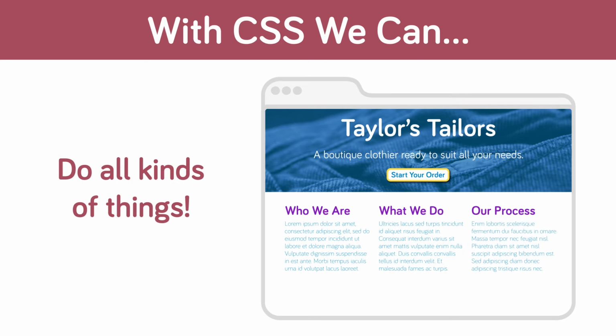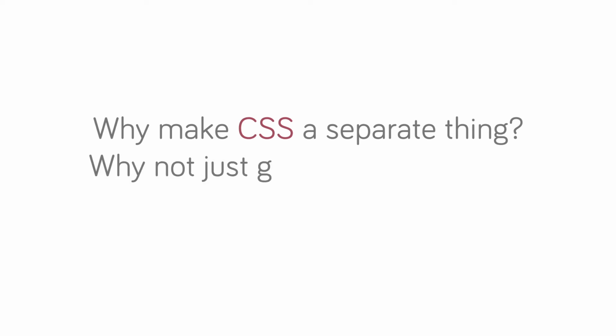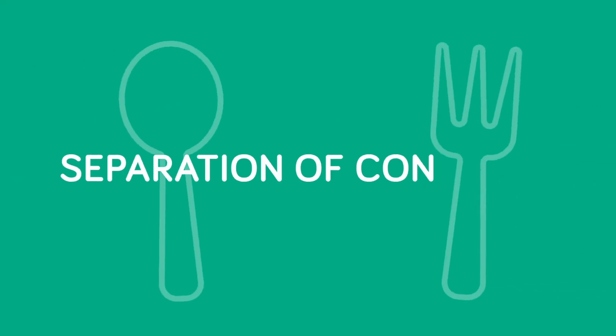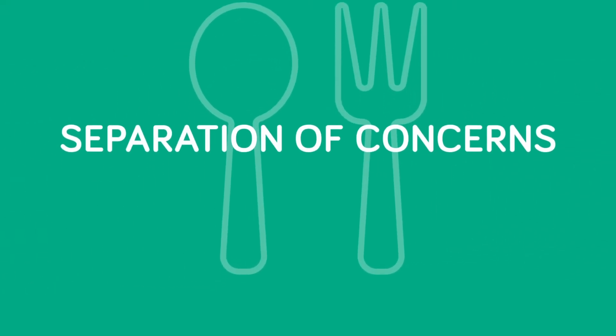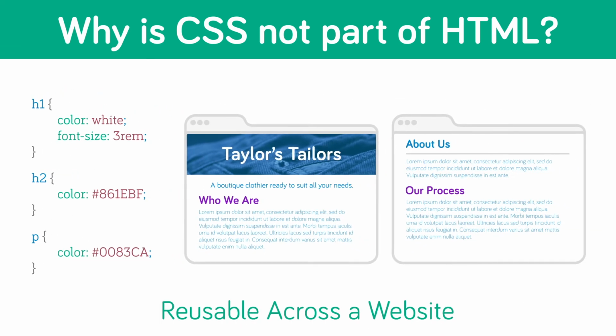So you may be wondering at this point, why make CSS a separate thing? Why not just give HTML the ability to set styles? This all comes down to the idea of the separation of concerns. The most important reason to keep the two separate is that it means your styles are reusable across an entire website. You can write a single CSS declaration to style each element on the website instead of needing to rewrite the styles for the element every time you add a new page.